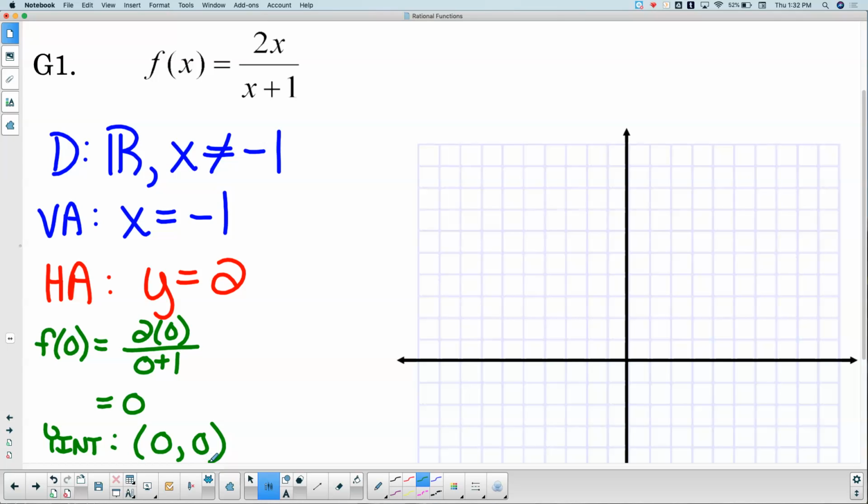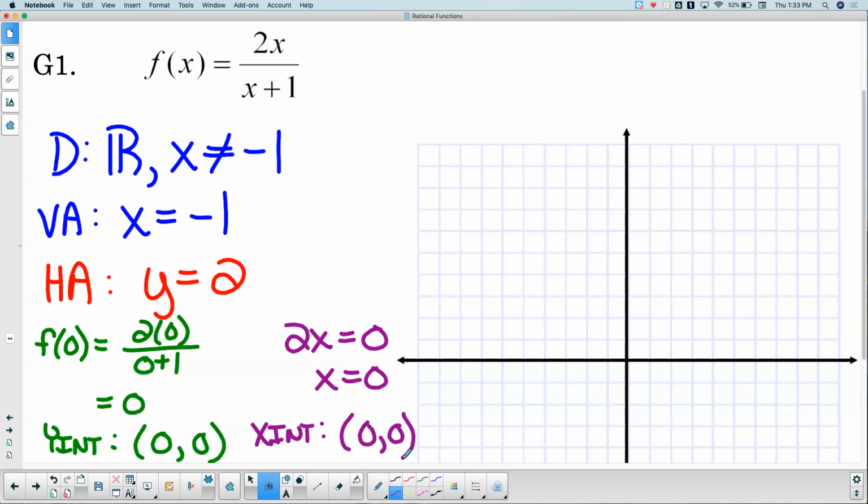Step number 4 says what? Find the x-intercept. How am I going to find the x-intercept? I set the numerator, in this case 2x, equal to 0. Solve that, x equals 0. So my x-intercept is (0, 0). That shouldn't come as a surprise to you, because if one of them is the origin, the other one is the origin. It's the only point where it's both.